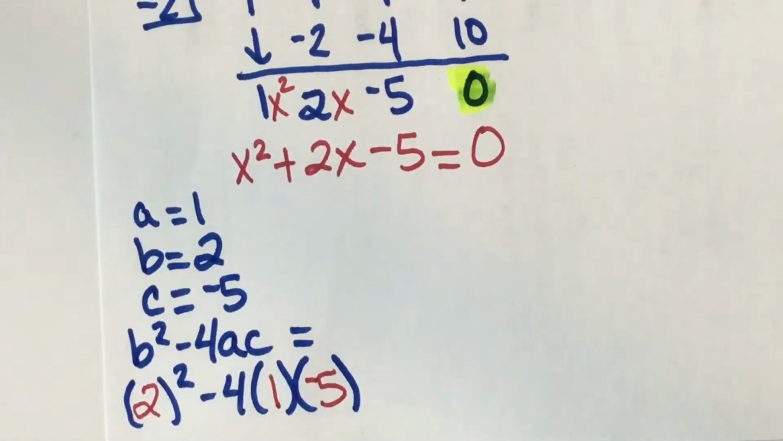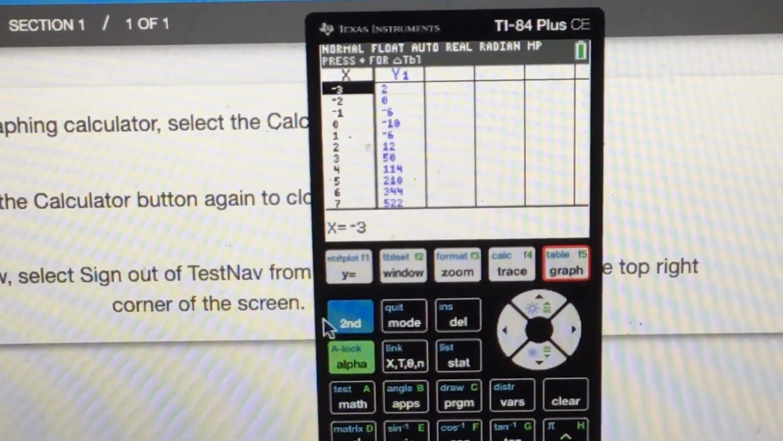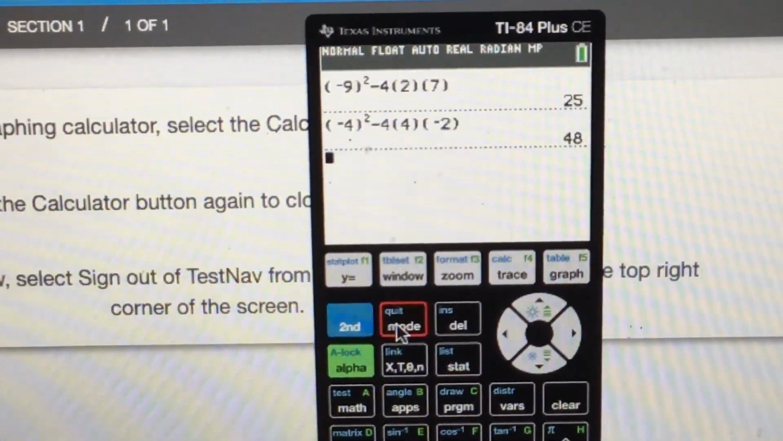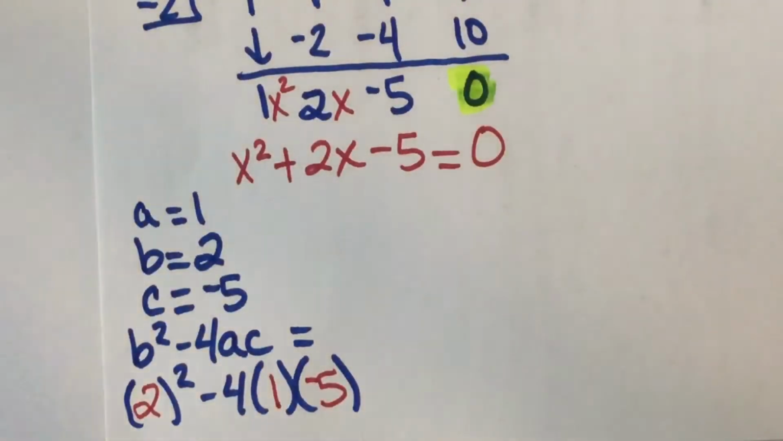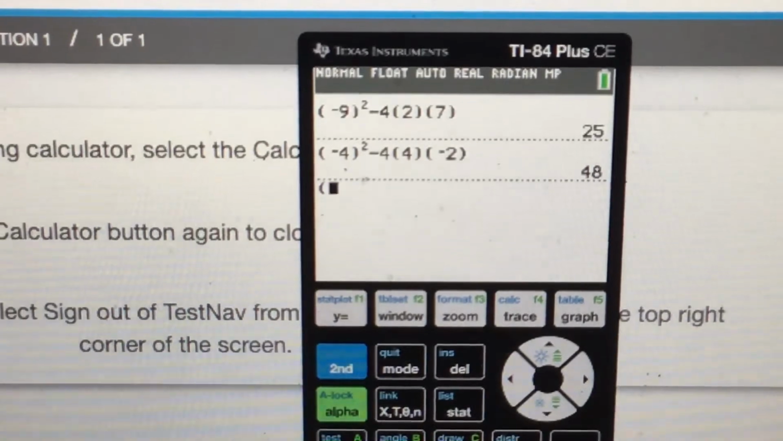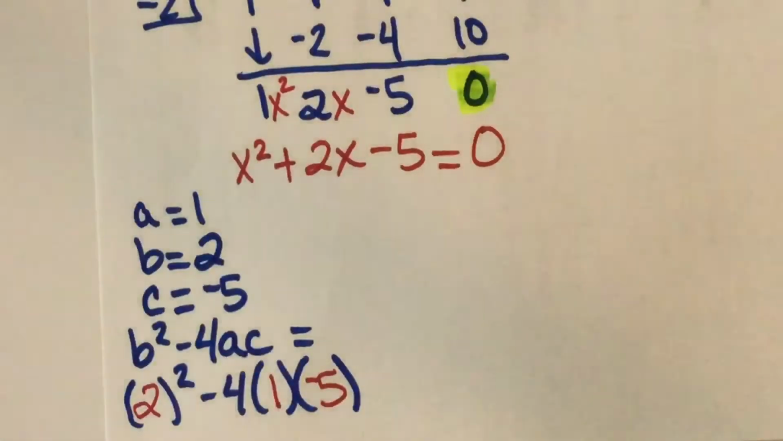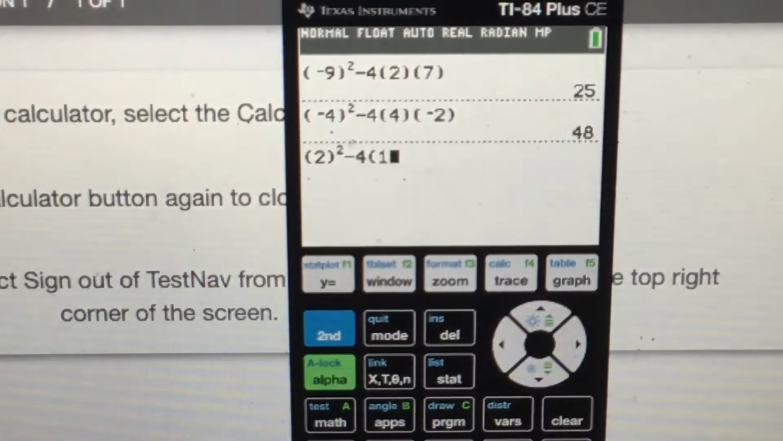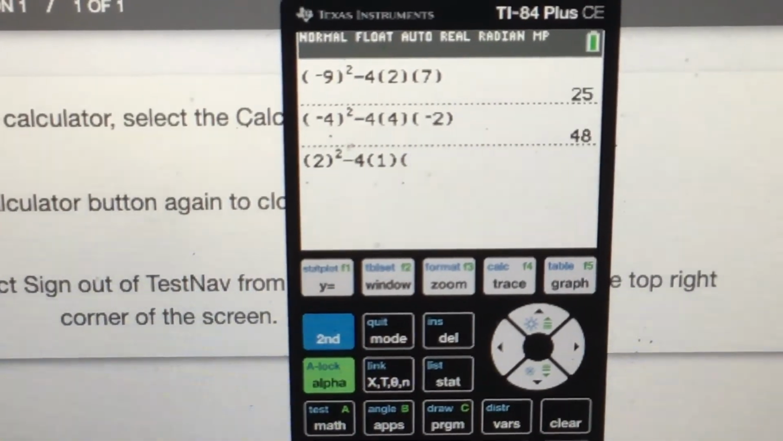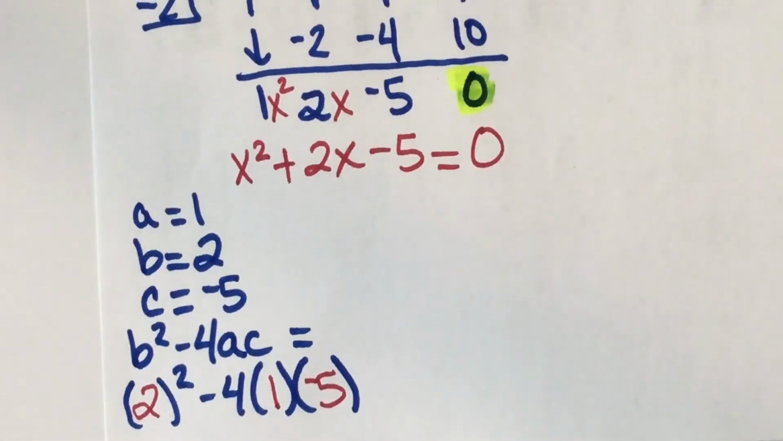All right, so in my calculator, I'm going to need to clear out of this, or quit the screen. So second mode quits the screen, second mode. And I have lots of students who just turn off their calculator, so whatever. Parenthesis, 2 squared, close it, minus 4 times 1 times -5. 4 parentheses 1, close it, parentheses -5. And enter. And I get 24. All right, here we go. 24 is what I get.